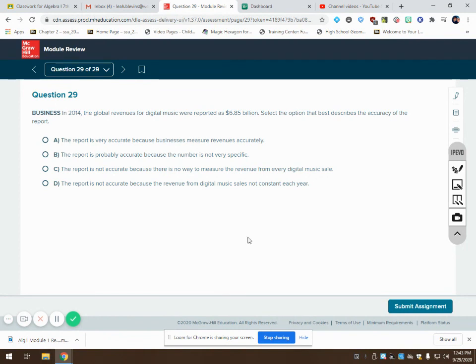It's not like they're saying $685 billion, 276, maybe, I don't even know how to say that number, but they don't give you some big crazy number, like all the way down to the dollar. They rounded it to the nearest billion. So that's a pretty accurate estimation because it's not too specific. It's vague enough, saying it's 6.85 billion, that it can represent the global revenue.